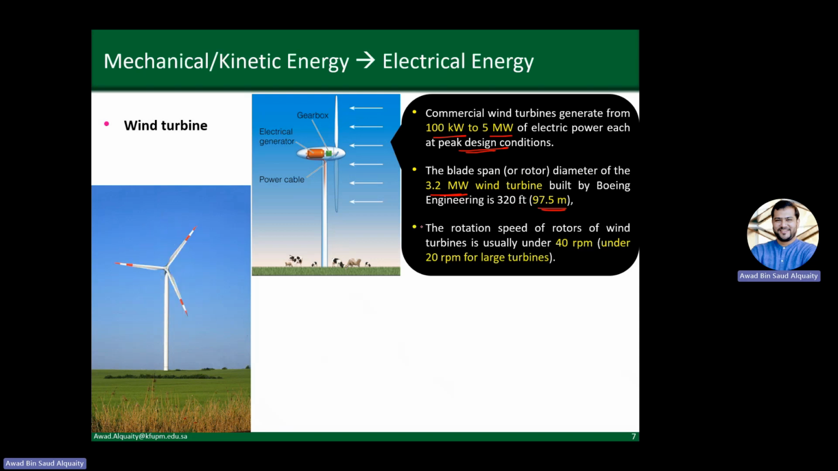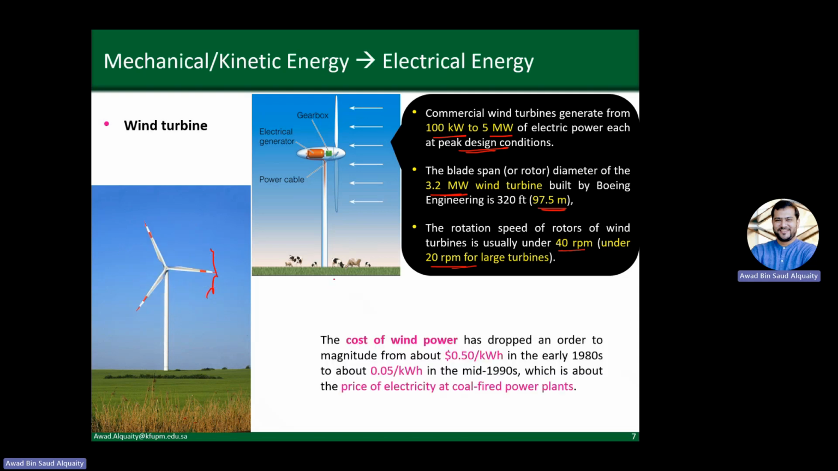And the rotation speed of the rotors is usually under 40 RPM. But when we go to larger turbines, or larger rotor diameters, it's reduced further to 20 RPM, because the tip speed, the wind speed at the tip of the turbine blade, gets very high as we go to bigger and bigger turbines.